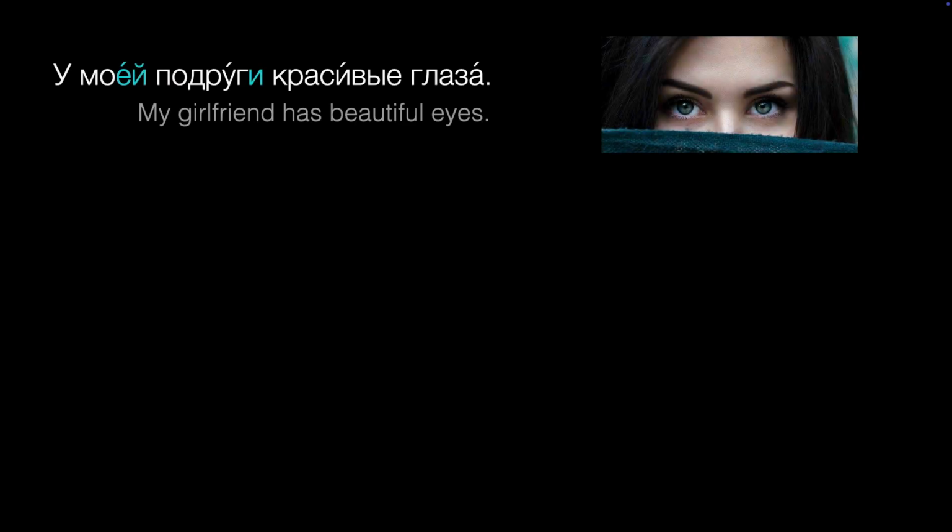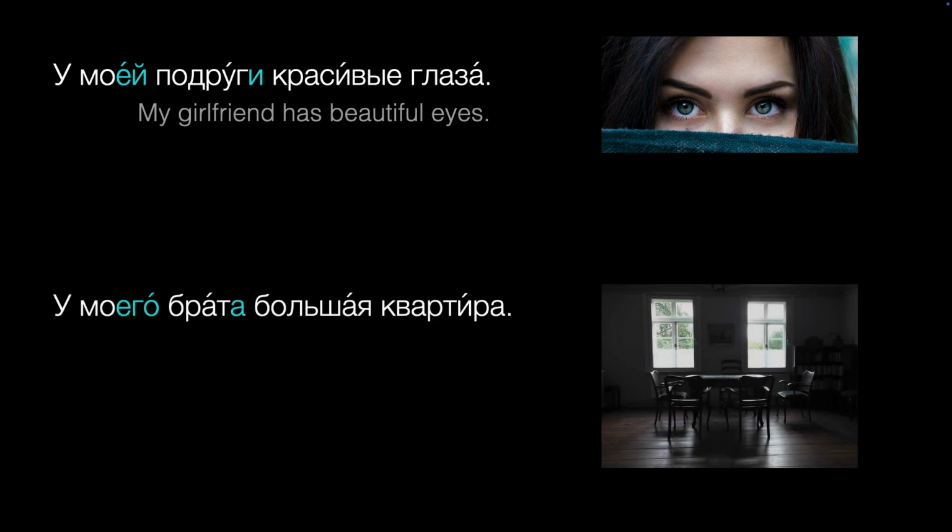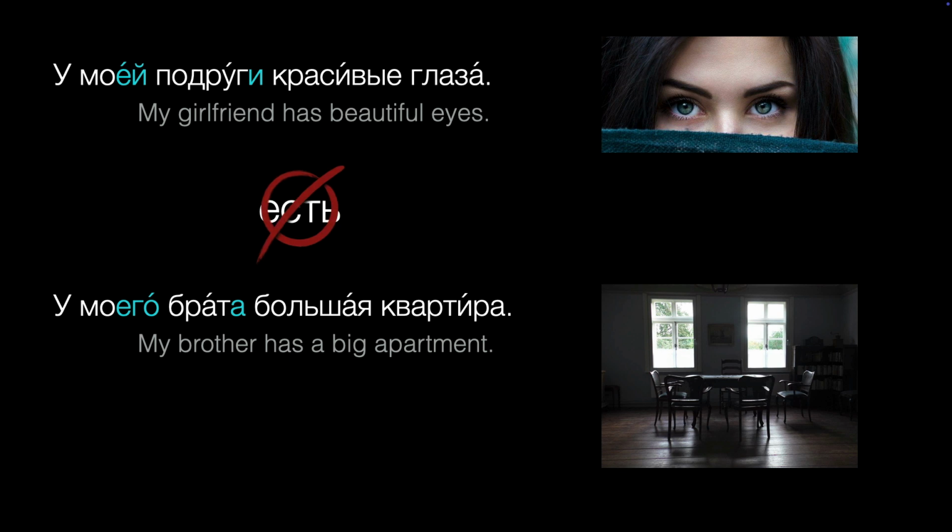Now let's look at two more examples in a slightly different context. У моей подруги красивые глаза. У моего брата большая квартира. Here we are not using есть, and the reason is that есть expresses that something or someone exists or is present. In this first example, we're not saying that her eyes exist. We know she has eyes. We're describing her eyes. In the second example, we might be assuming, or we might know, that my brother has an apartment. So we're describing his apartment. It's a subtle point. Don't worry about it too much if you're a beginner.